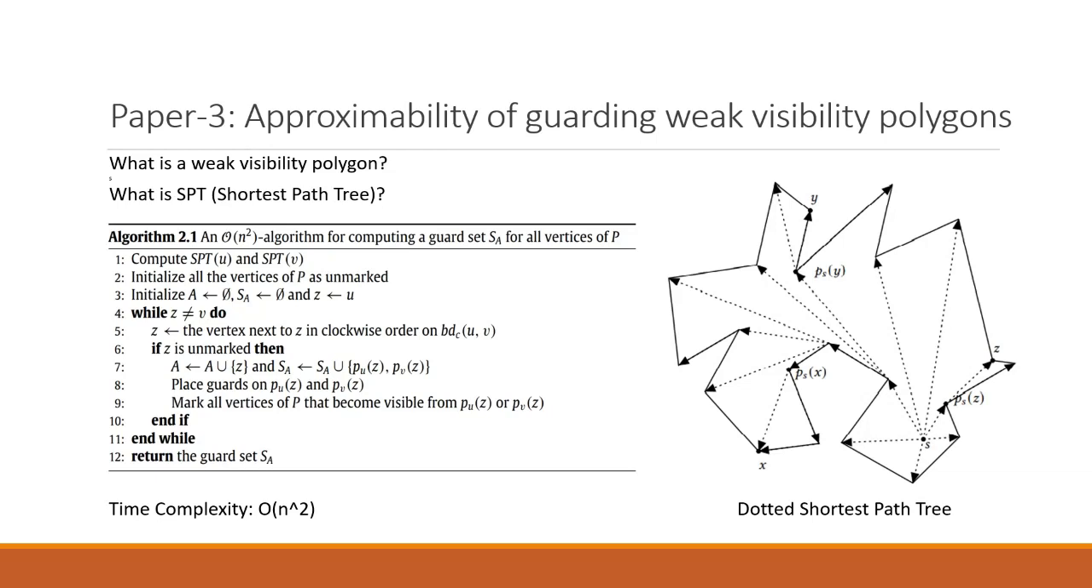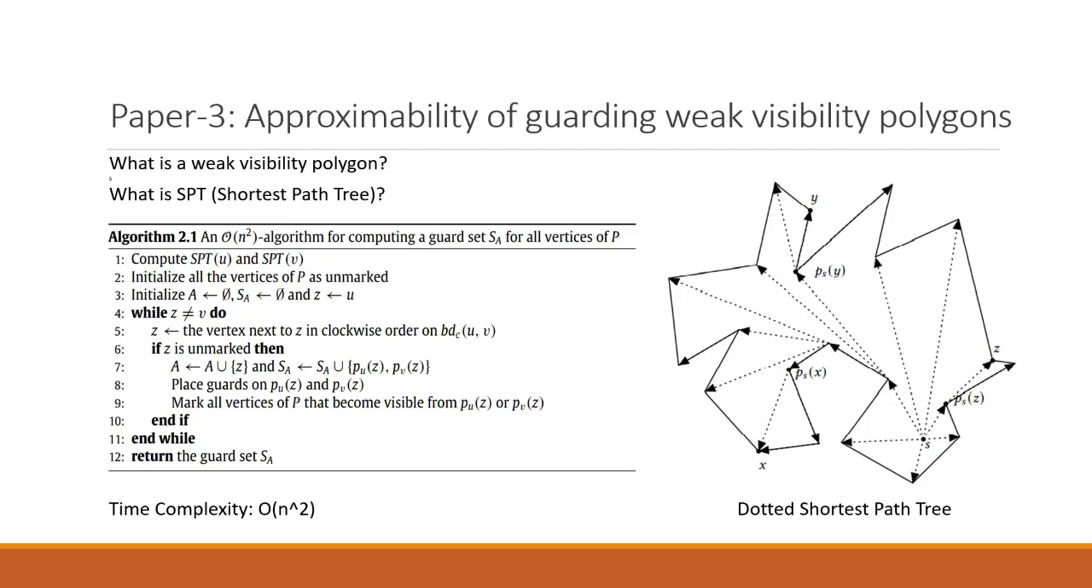Intuitively, the paper uses the concept of Euclidean shortest path trees from u and v for choosing vertices for placing guards. For example, let P be a simple polygon which is weakly visible from its edge uv. Suppose a guard is placed on every non-leaf vertex of SPT(u) and SPT(v). It is obvious that these guards see all points of P. However, the number of guards required may be very large compared to the size of an optimal guarding set.